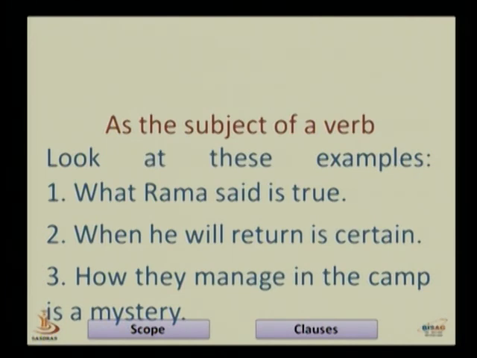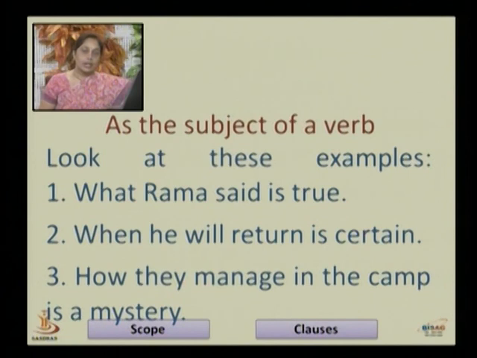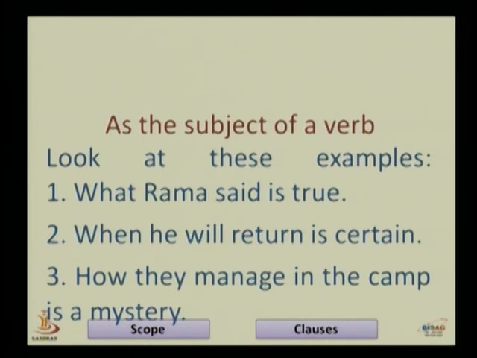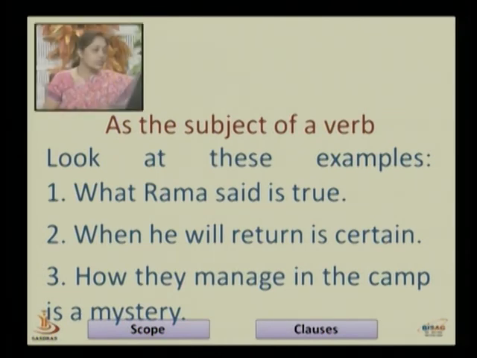So the noun clause works in five ways: as the subject of a verb, as the object of a verb, as the object of a preposition, as a complement of a verb, and in opposition to a noun or pronoun. Let us see how a noun clause functions as the subject of a verb. We will understand it with some examples.